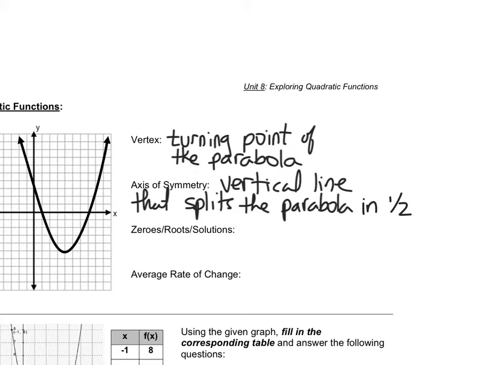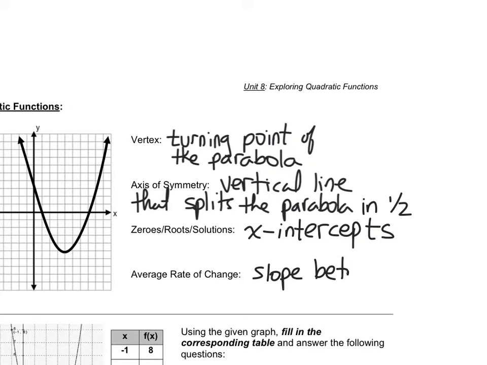Zeros, roots, or solutions. Those are the x-intercepts. Could have two of them, it's possible. Average rate of change is the slope between any two points on the curve.